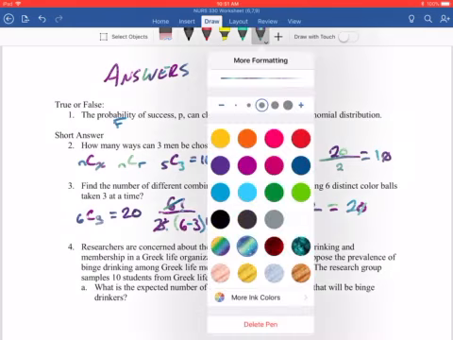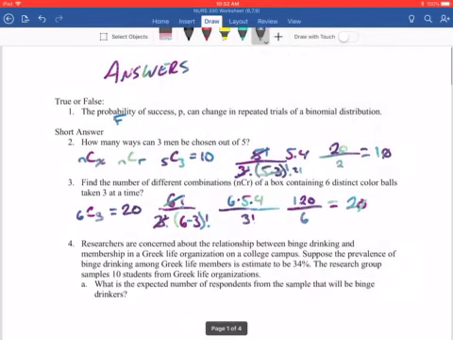I don't like how thick that pen is. I'm going to change that a little bit. There we go. Alright, so moving on.